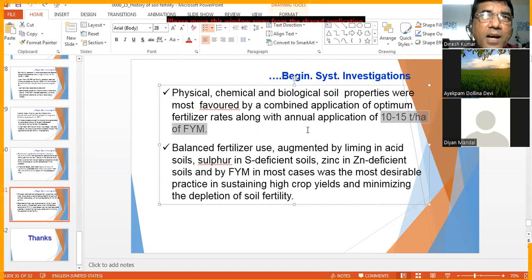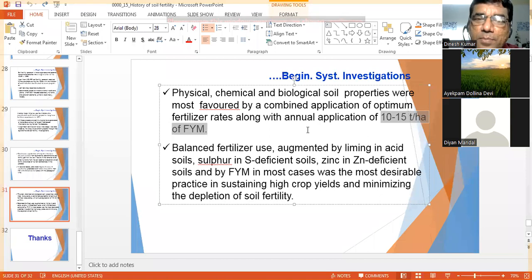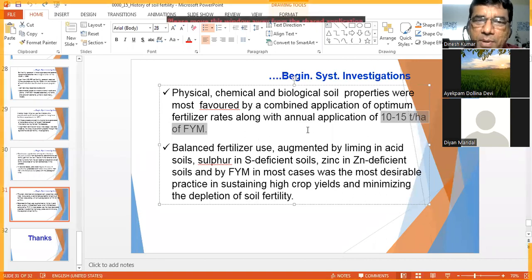Moreover, if somebody asks you what are the major recommendations of long-term fertilizer experiments, the first recommendation you can say is that there has to be balanced fertilization. Only nitrogen should not be applied, or only P or K. All the nutrients should be applied in proportionate or recommended amounts. In addition to that, we should use some FYM also, this 10 to 15 tons per hectare of farmyard manure. Physical, chemical, biological soil properties were most favored by a combined application of optimum fertilizer rate plus annual application of 10 to 15 tons per hectare of FYM.